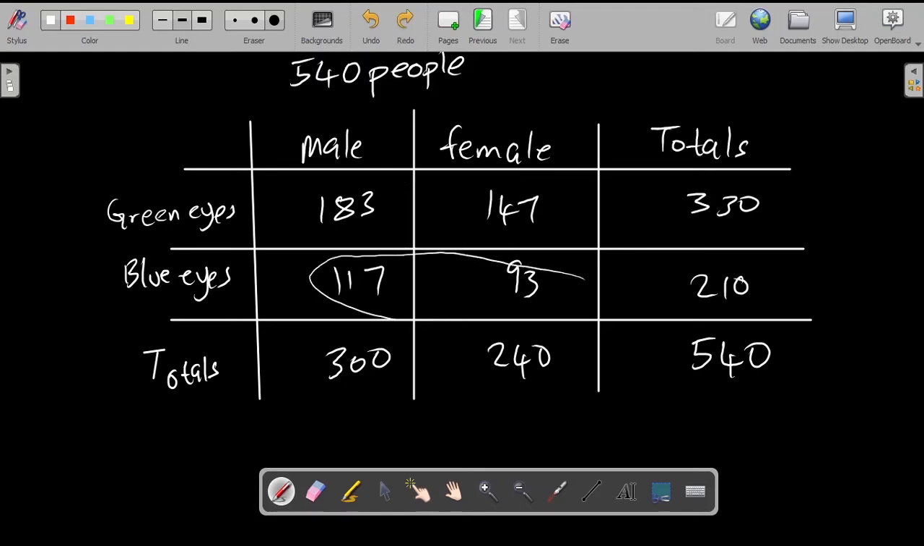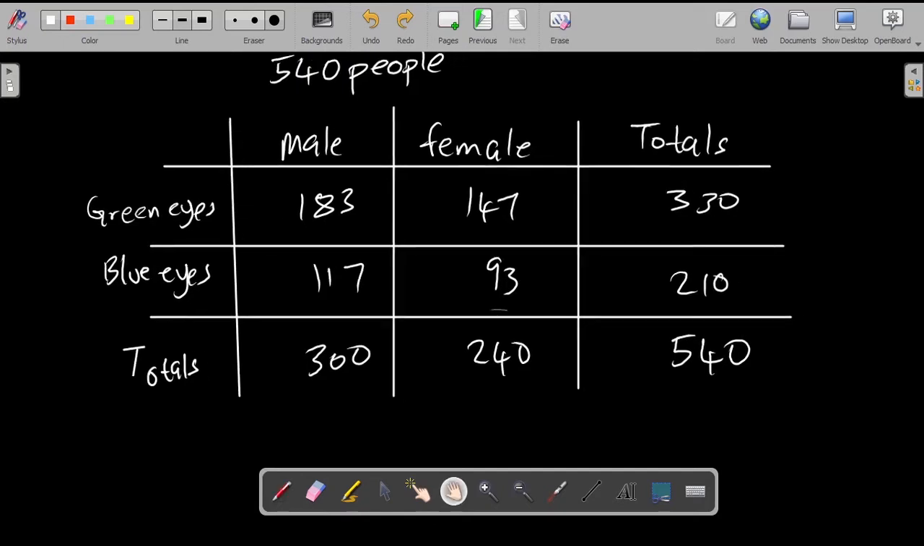The total of these two should be that. The total of these two should be that over there. The total of these two should be that down there. Total of these should be that. And finally, the total of these two should be the total down there. And that is why we basically have this totals column and the totals row, so that everything actually checks out the way that we want it to.